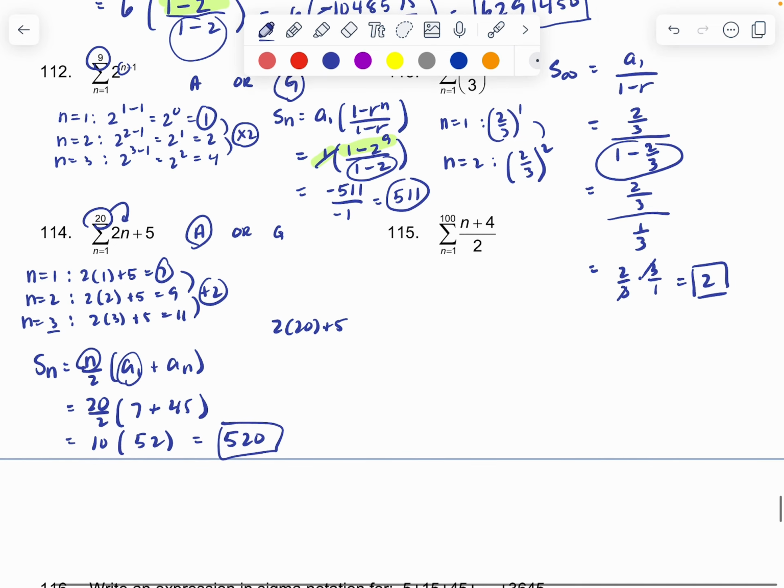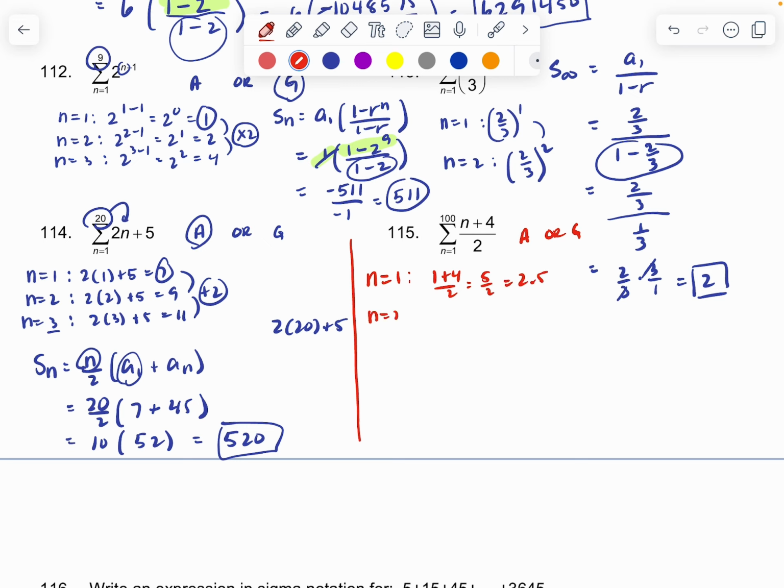Okay, 115, let me do a different color because I'm getting all these colors mixed up. Okay, is it arithmetic or is it geometric? So if I plug in n equals 1, I get 1 plus 4 over 2, which is 5 over 2, which is 2.5. If I plug in n equals 2, I get 2 plus 4 over 2, which is 6 over 2, which is 3. If I plug in n equals 3, I get 3 plus 4 over 2, which is 7 over 2, which is 3.5. So how am I getting from term to term? I'm literally just adding 0.5, so I'm definitely arithmetic because I'm adding.